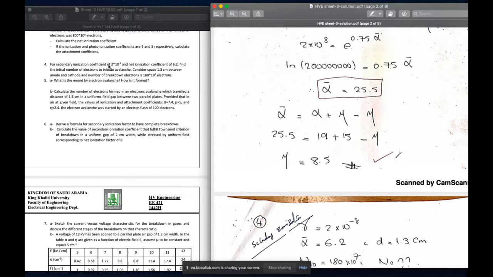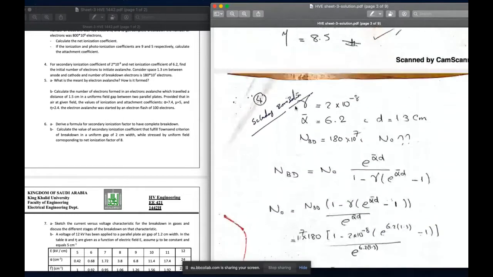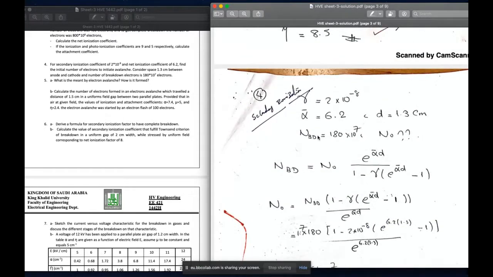For secondary ionization coefficient of 2 into 10 power 8 and net ionization coefficient of 6.2, find the initial number of electrons to initiate avalanche. Consider space 1.3 centimeter between anode and cathode and number of breakdown electrons is 180 into 10 power 7 electrons. So here what is happening, we have both primary ionization and secondary ionization.